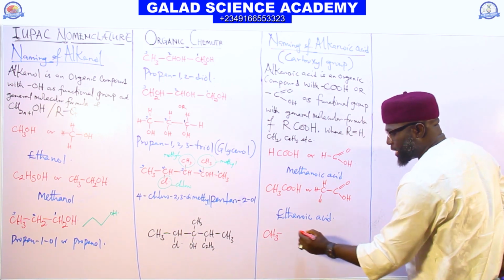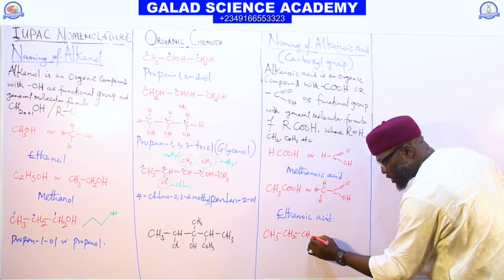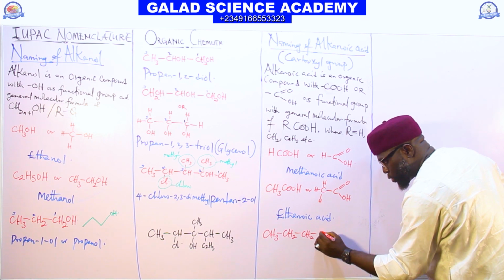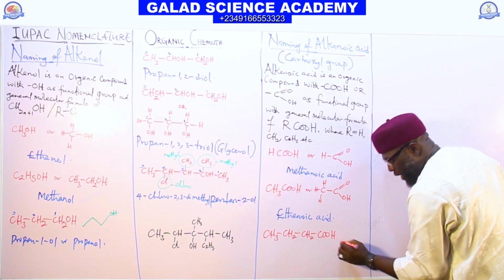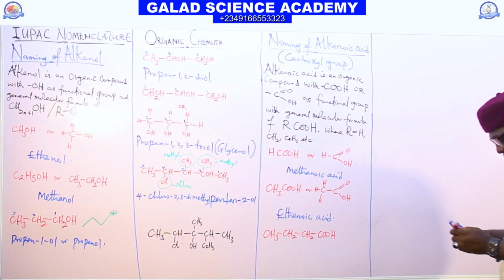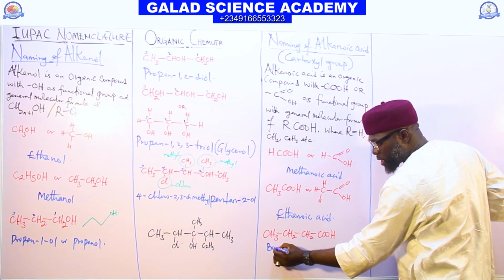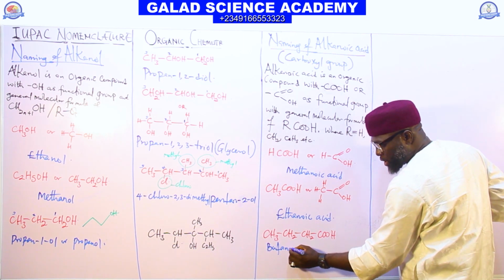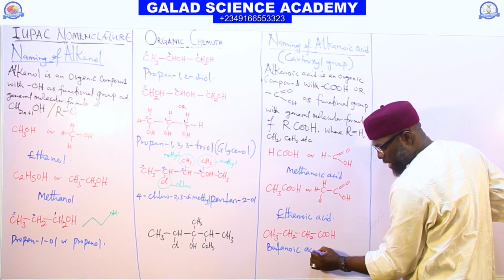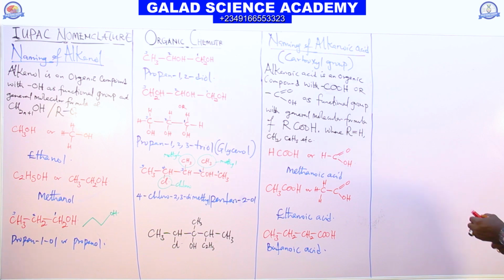But in the compound where we have CH3, CH2, CH2, COOH, what will be the name? What's the longest chain here? Four. The name of the compound will be butanoic acid.